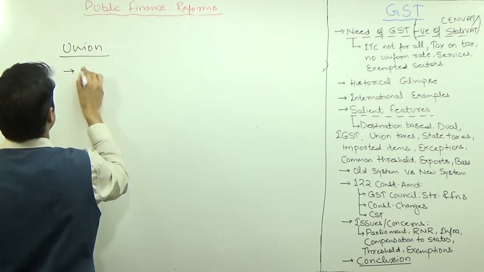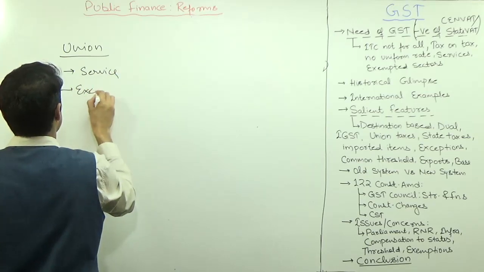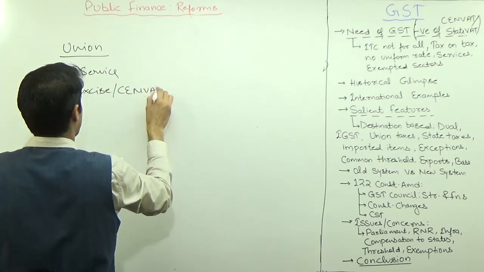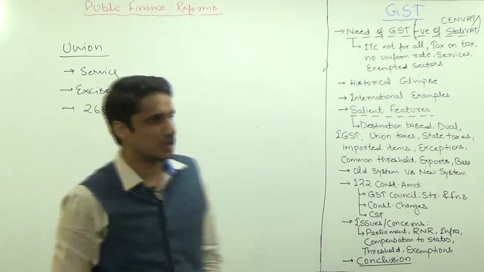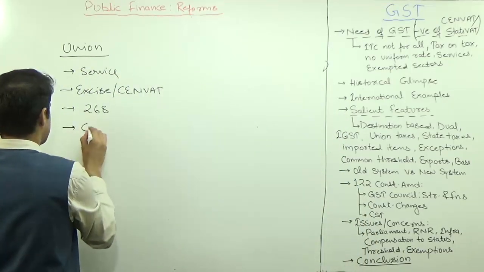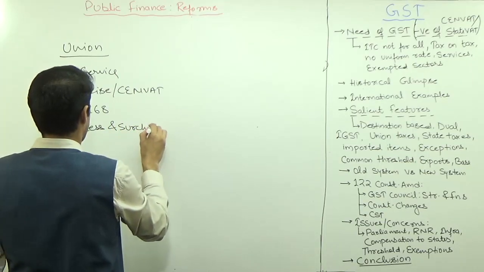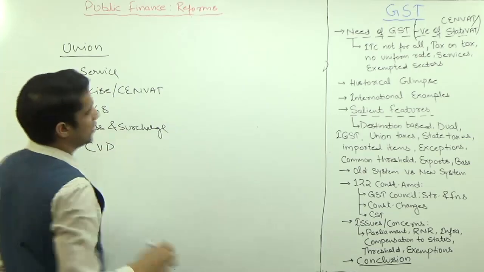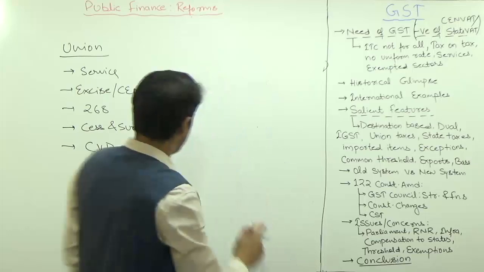First of all, there will be service tax. Then we have excise or we can say VAT. Then we have Article 268, excise duties on toilet and medical preparation. Then we have the cess and surcharge. Then we have the countervailing duty, CVD is there. Countervailing duty we already discussed.